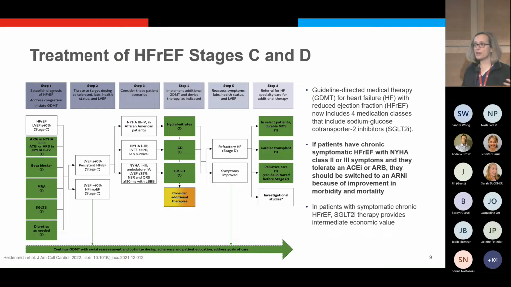If you look at the American guidelines, which were actually just published just a few weeks ago, again, they emphasize this 4 foundational therapy for all symptomatic HFrEF patients. And you should titrate and add and modify based on clinical profile. Now, we don't have time in 20 minutes to go over this in great detail, but it is there.